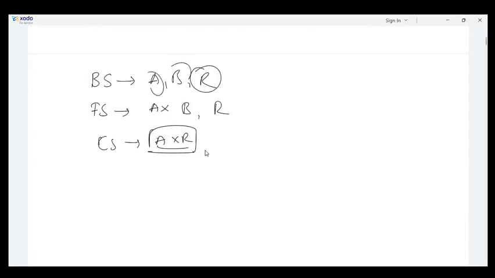Once you are doing the breeder seed production, you are giving your harvest to the next stage of seed multiplication. You are not giving it into the commercial chain. So you need to just multiply the A line. That is why A comma B comma R.